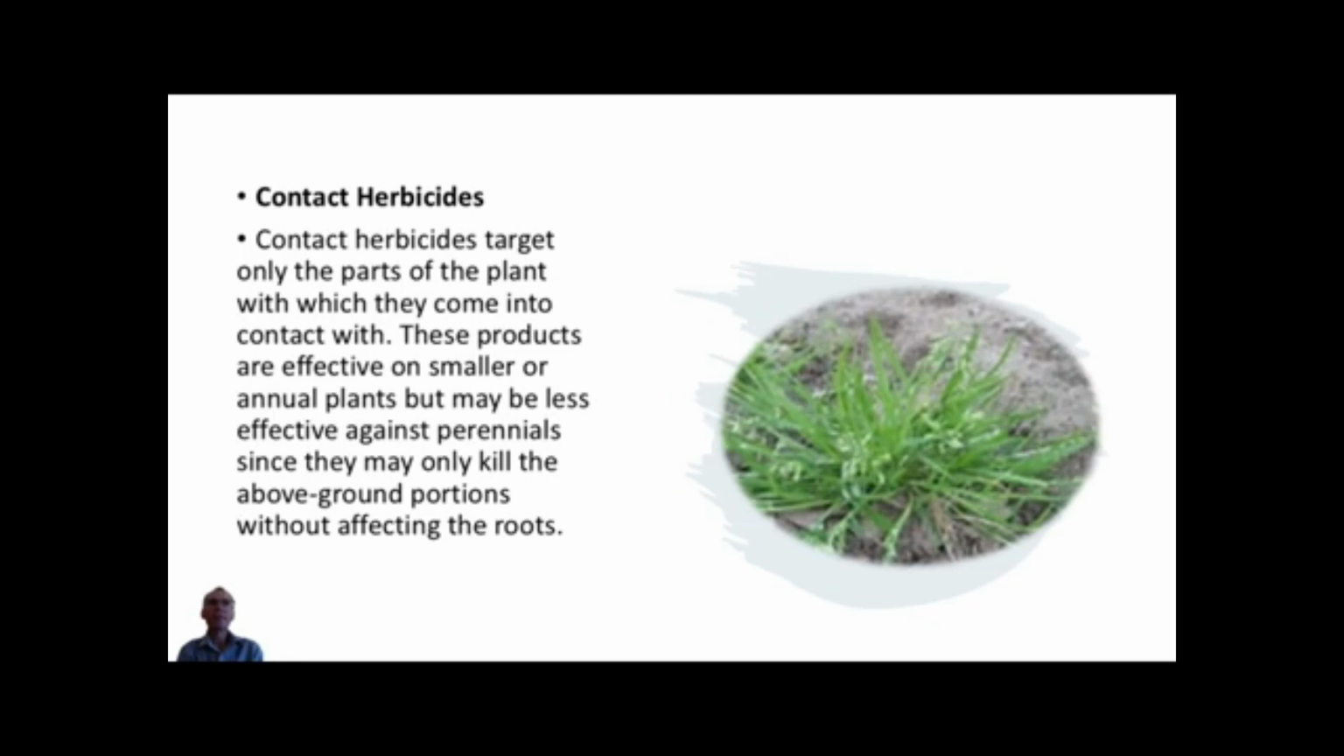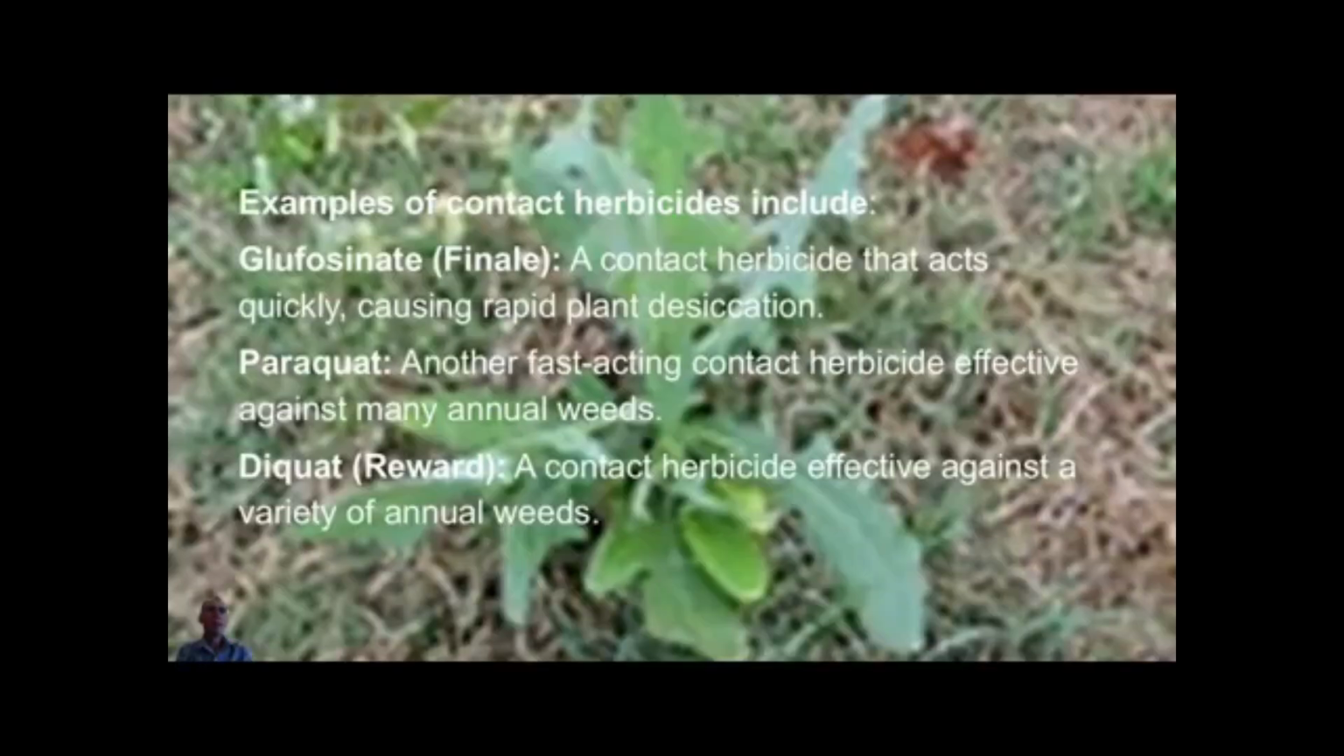Contact herbicides. Contact herbicides target only the parts of the plant with which they come into contact. These products are effective on smaller or annual plants, but may be less effective against perennials since they may only kill the above-ground portions without affecting the roots.